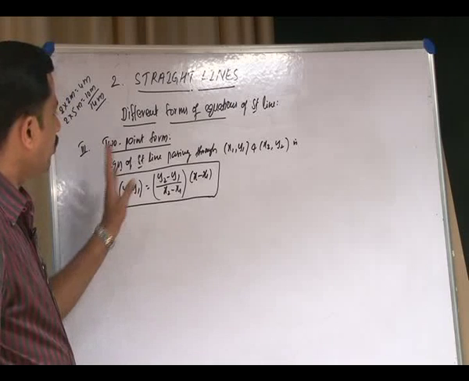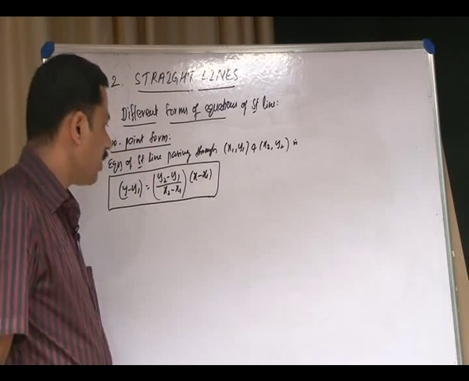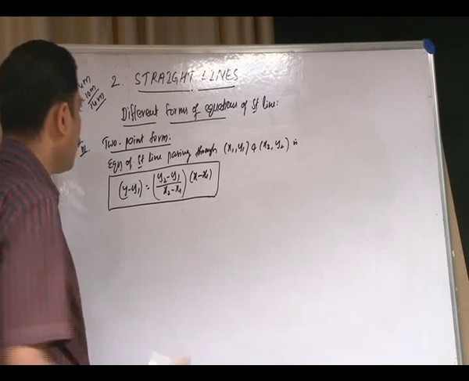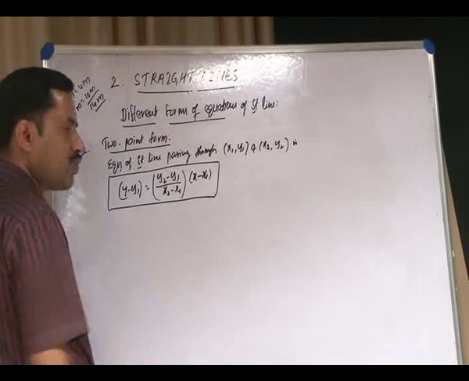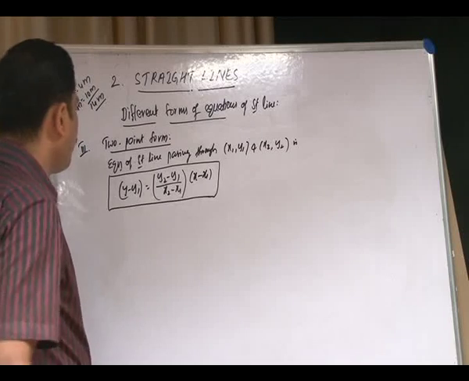So this is called 2-point form, that is y minus y1 is equal to y2 minus y1 divided by x2 minus x1 into x minus x1. Or you can also write y minus y1 divided by x minus x1 is equal to y2 minus y1 divided by x2 minus x1. Okay, that is the 2-point form.